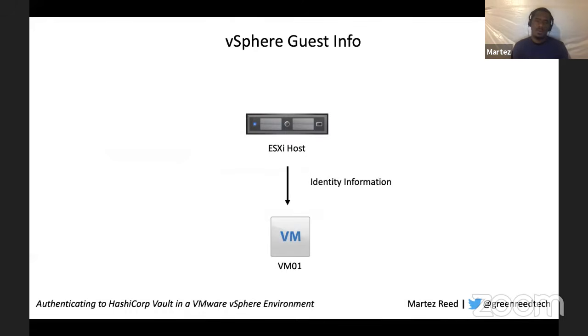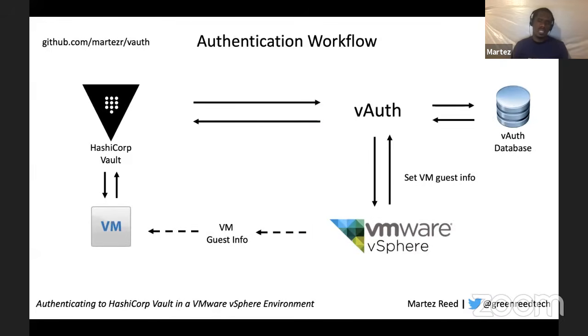And so really, this is what we're trying to do: how can we pull identity information from the VMware ESXi host for the VM to actually utilize as a quasi metadata service, so that it can use that information and present it to HashiCorp Vault. One solution that I've worked through, an open source project that I've tinkered with, is a platform I've referred to as vAuth. What it allows the system to do is create a mechanism that mimics the metadata service.